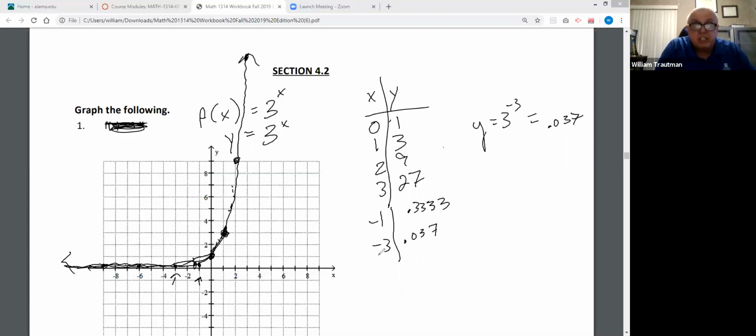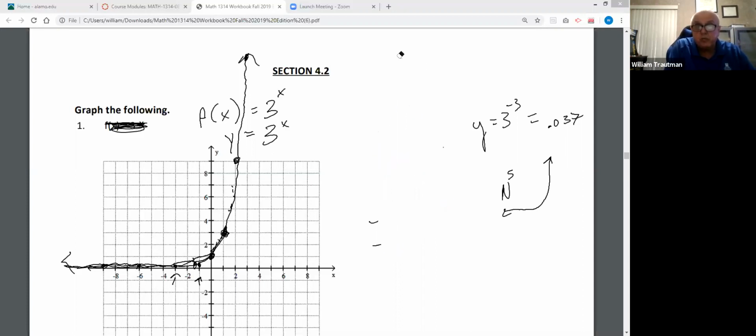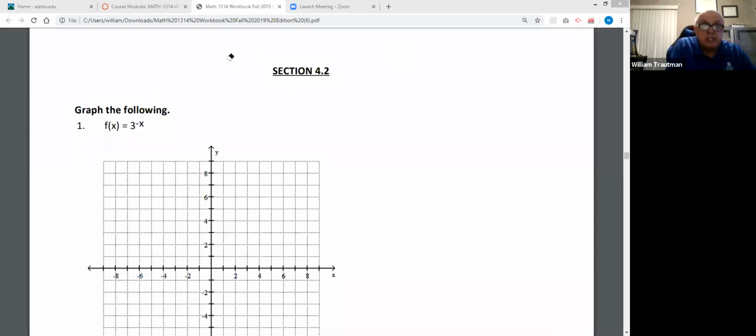So this is what our graph looks like. So an exponential function, a number to a positive power, the graph starts off low and goes up high. So that's what that graph looks like. All right, so now let's look at the ones that we have here. Let's look at this one. And the only thing different from this one is it has a negative.